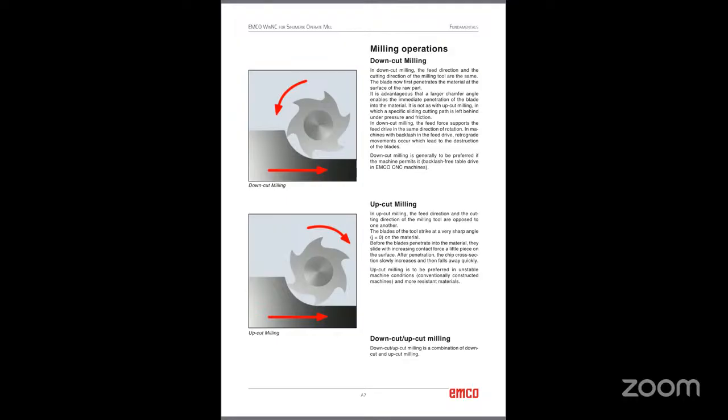So in CNC machine, you will use downcut milling. Downcut milling means the movement of the workpiece and the rotation of the tool are in the same direction.